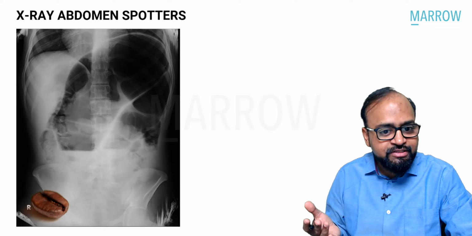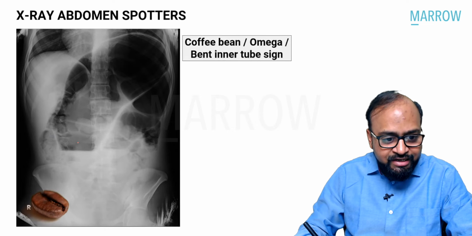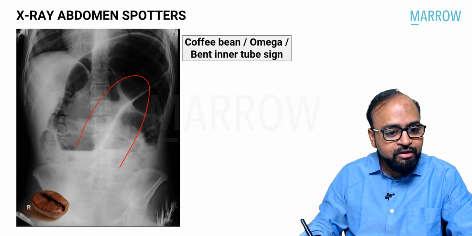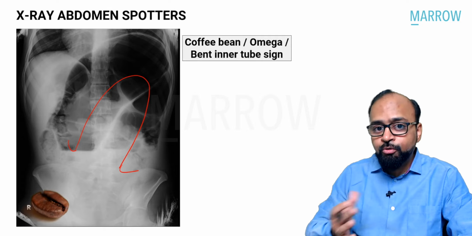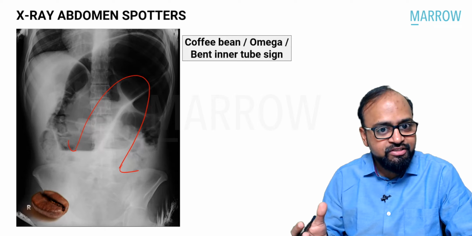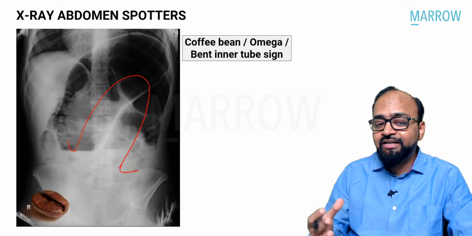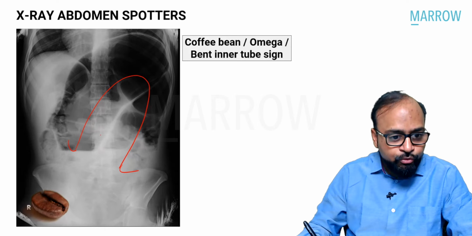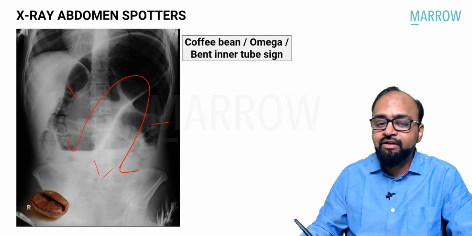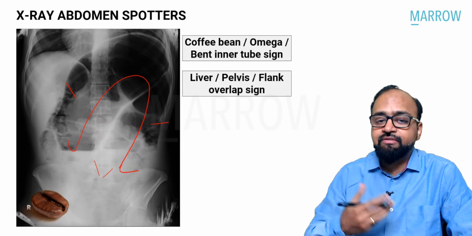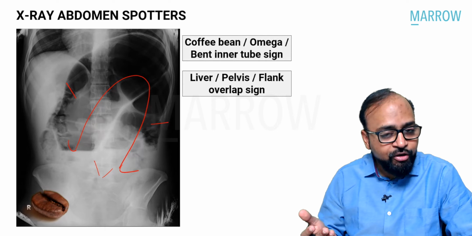Various named signs have been described in sigmoid volvulus. These dilated loops look like a coffee bean. It looks like an omega, right? It looks like a bent inner tube or a bent tire tube. So these are the various signs. Because the dilated loop is so massively dilated, it overlaps the liver here, it overlaps the flank here, it overlaps the pelvis here. So there are various overlap signs: liver overlap, pelvis overlap, flank overlap.